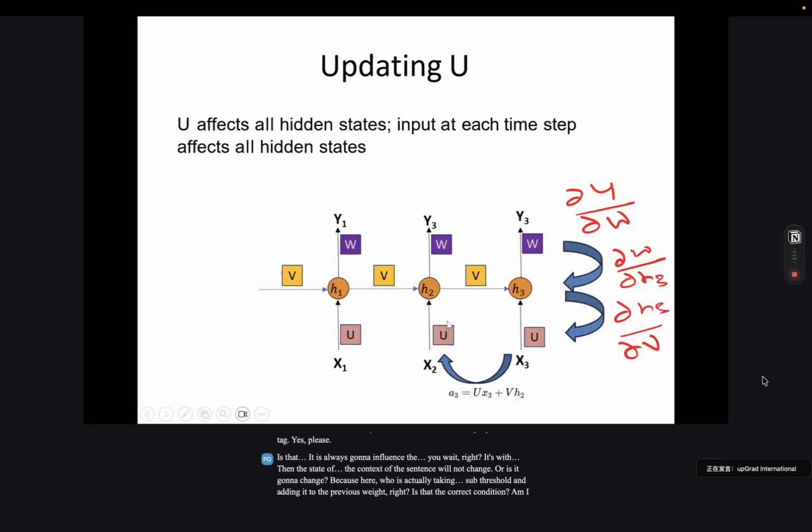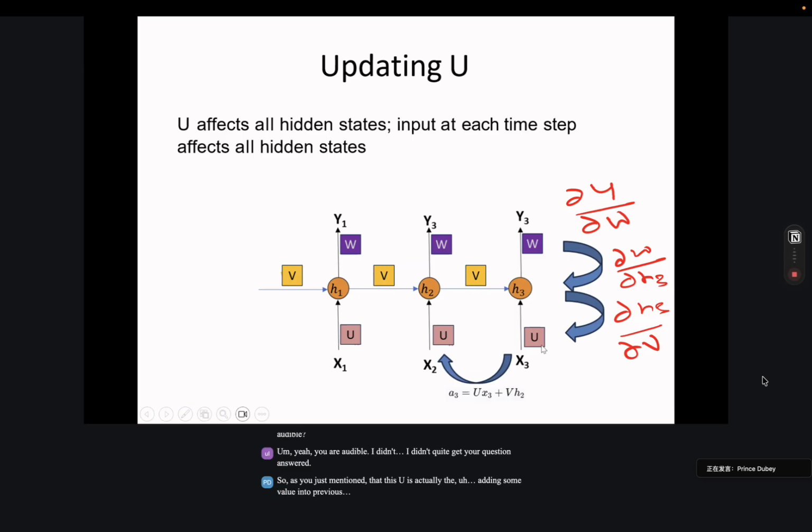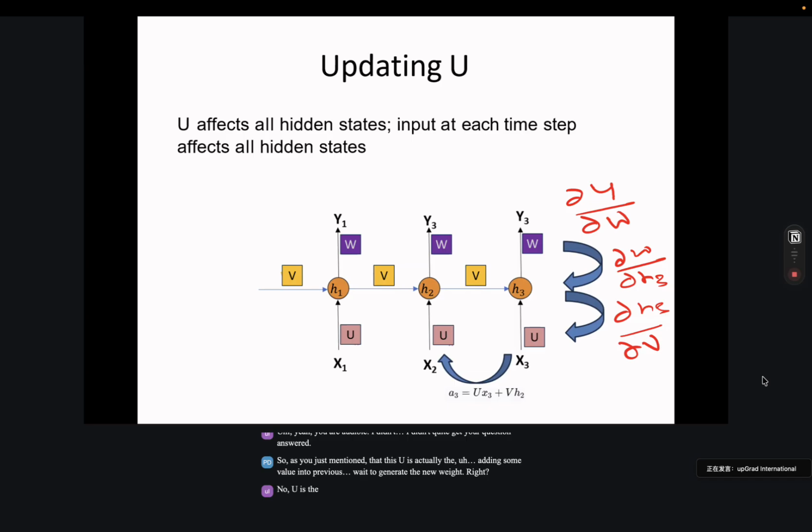Am I audible? Yeah, you are audible. I didn't quite get your question actually. So, as you just mentioned, this U is actually adding some value into the previous weight to generate the new weight, right? No, U is the weight. U is the weight, right? So basically, how is this U getting calculated?